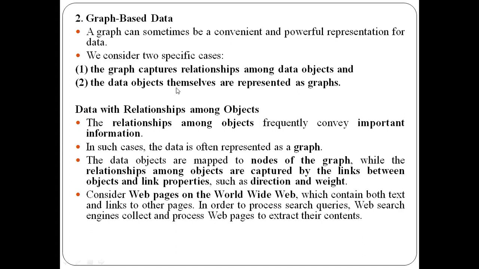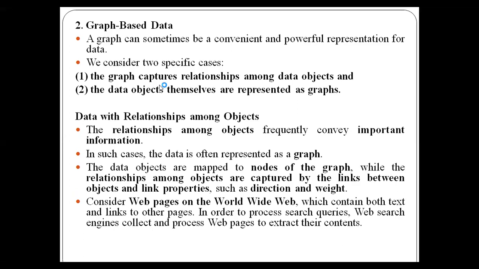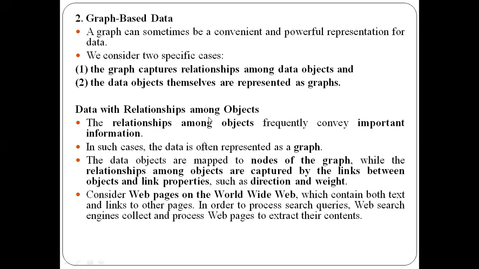The second case is that data objects will have sub objects. Such a representation of sub objects can be represented even using graphs here. So the data objects themselves can be represented as graphs. That means some of the data objects will have sub objects, and the relationship among them we can represent with the help of graphs. Now coming to the first case, that is the relationship among the data objects.